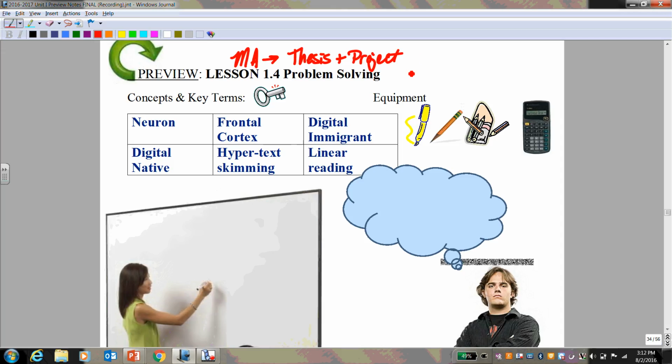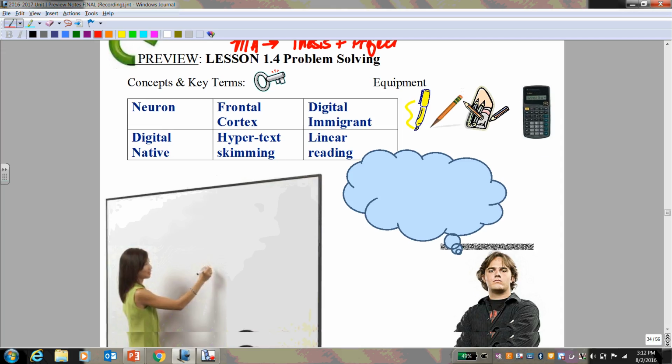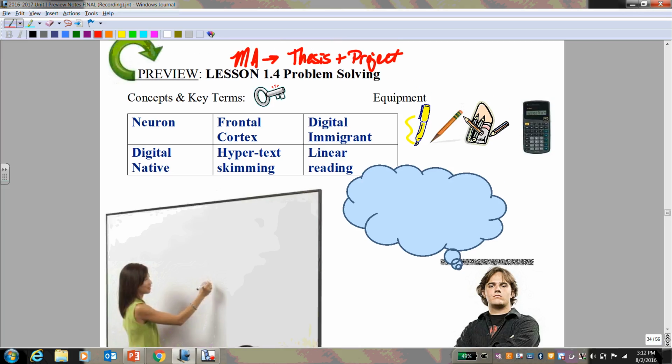So as I ask you to do certain things and highlight a certain style of learning, be aware this is not just coming up from a whim or Miss Way's personality. It's actually based upon very extensive research and experimentation. So we're going to be talking about problem solving, everyone's favorite subject. By the time we're done with this lesson, you're going to be familiar with these words: neurons, frontal cortex, digital immigrant, digital native, hypertext skimming, and linear reading.